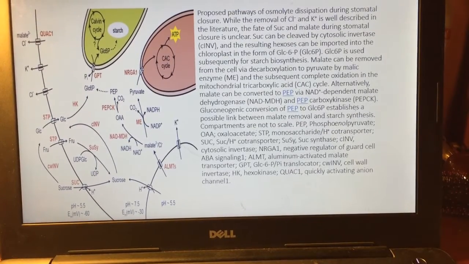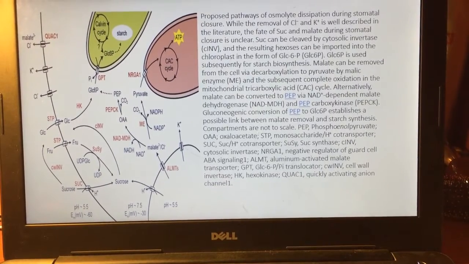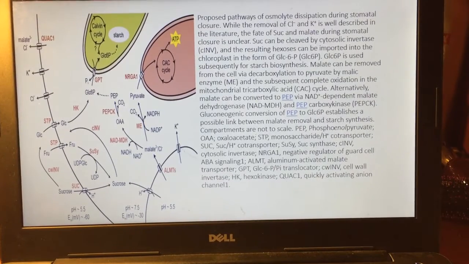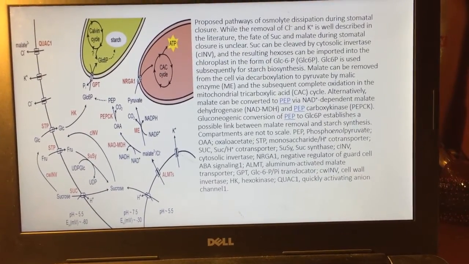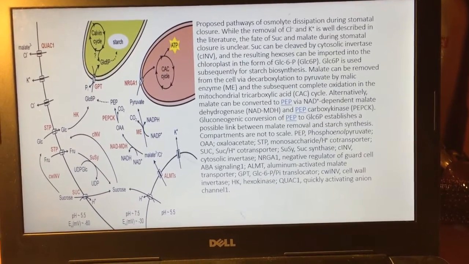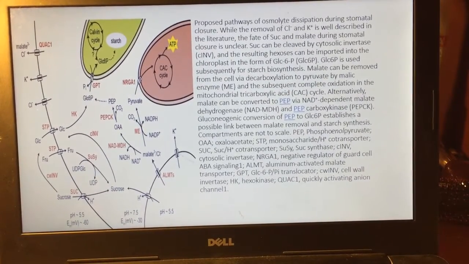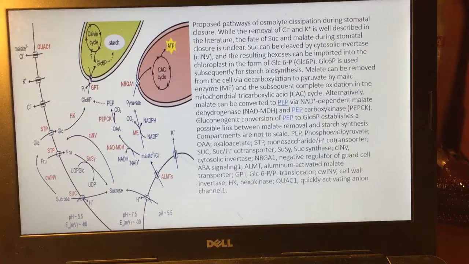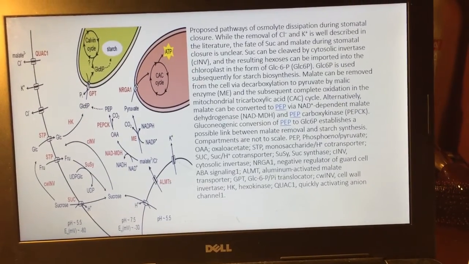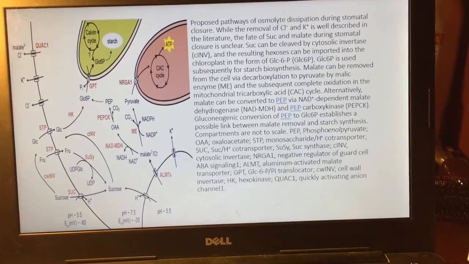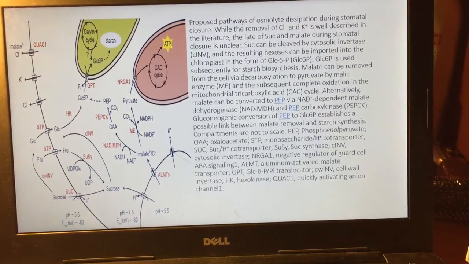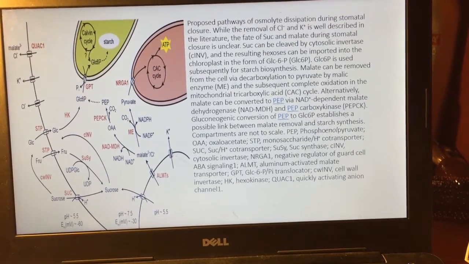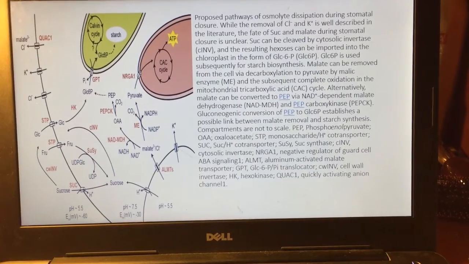PEP, phosphoenolpyruvate; OAA, oxaloacetate; STP, monosaccharide H plus cotransporter; SUC, H plus cotransporter; SUSY, SUC synthase; CINV, cytosolic invertase; NRGA1, negative regulator of guard cell ABA signaling 1; ALMT, aluminum activated malate transporter; GPT, GLC6P phosphate translocator; CWINV, cell wall invertase; HK, hexokinase; QUAC1, quickly activating anion channel 1.